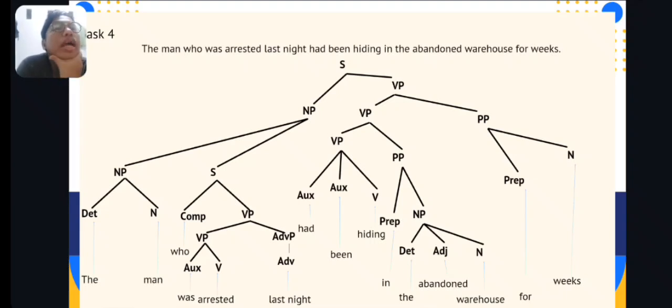So the second line, there is a prepositional phrase, the preposition is in, and the noun phrase there is the determiner the, the adjective abandoned, and the noun is warehouse. So there is a prepositional phrase. The preposition is for, and the noun is weeks.